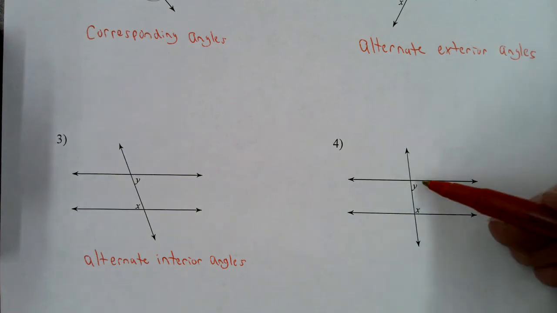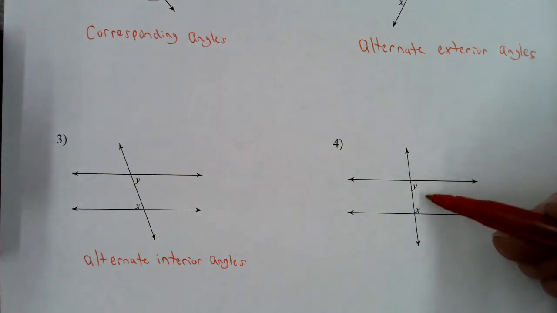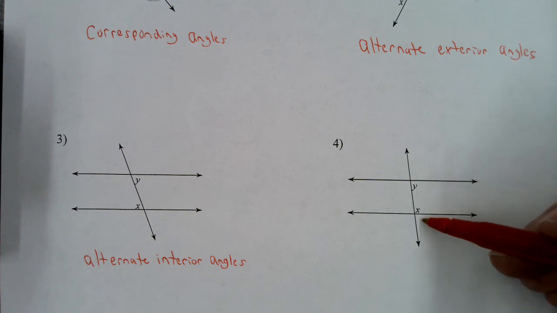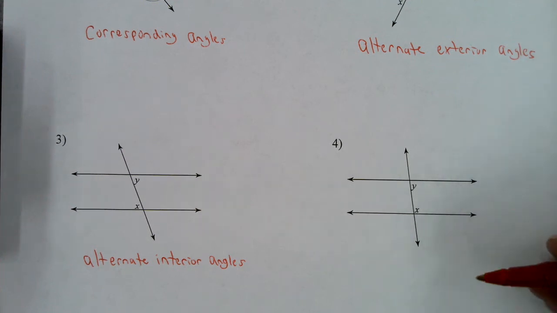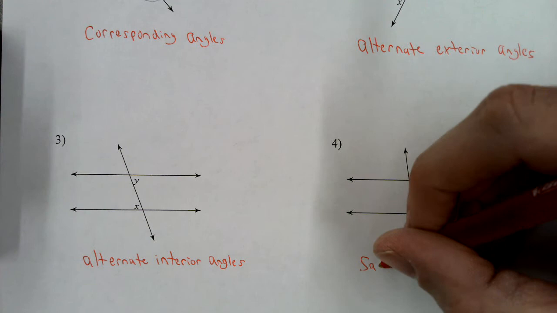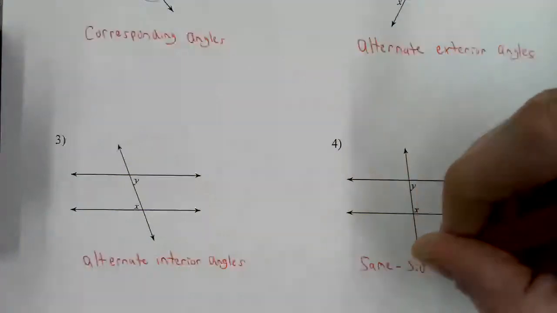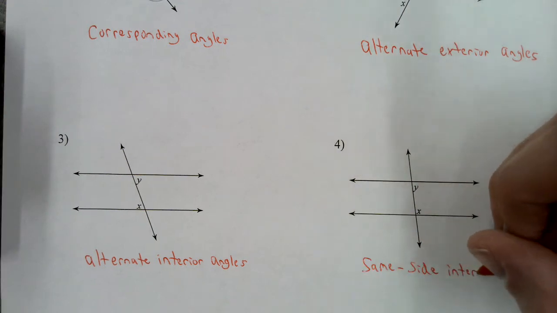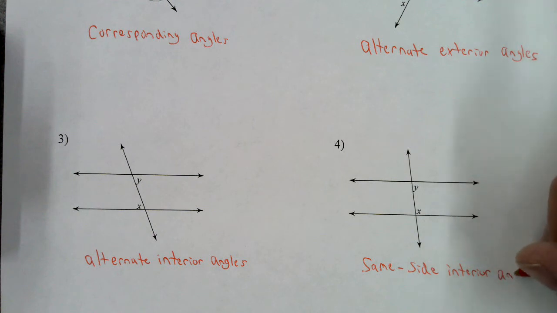And number 4, these are on the inside. They're inside the 2 lines being intersected by the transversal, and they are on the same side of the transversal. So those are called same side interior angles.